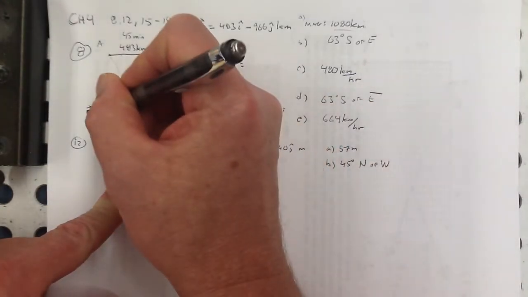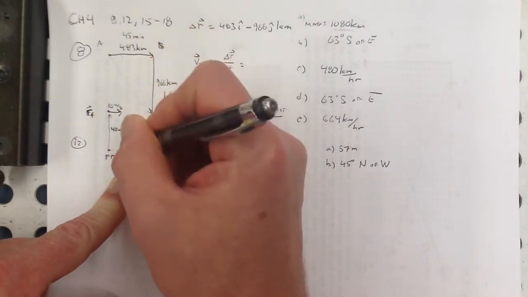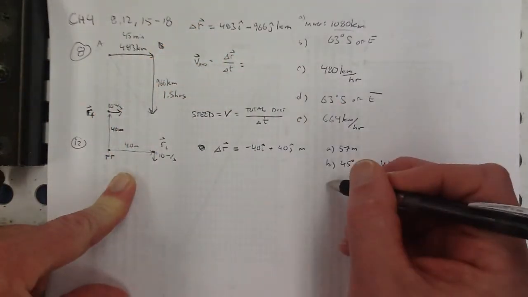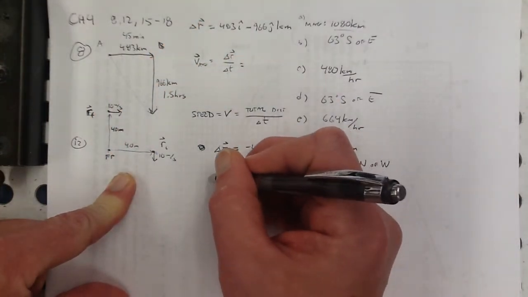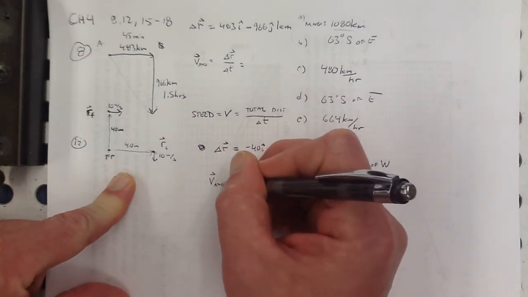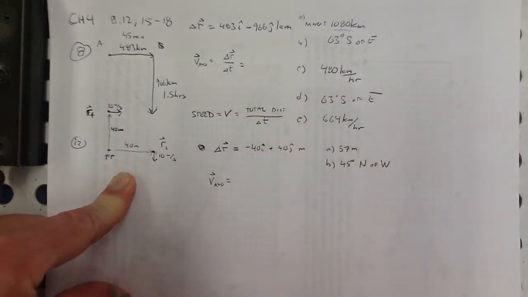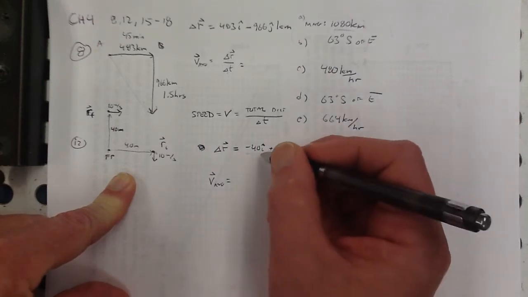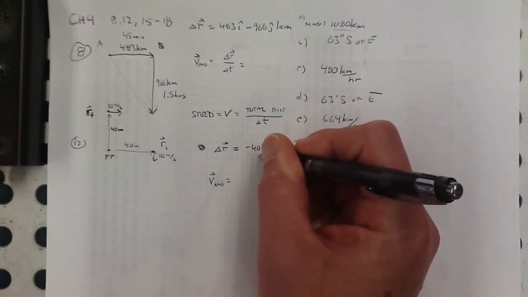Right, it's pointed in this direction from here to here. All right, how about the average velocity? Well, I have the displacement, so I just have to divide that by time. And my time is, what is it, 30 seconds?